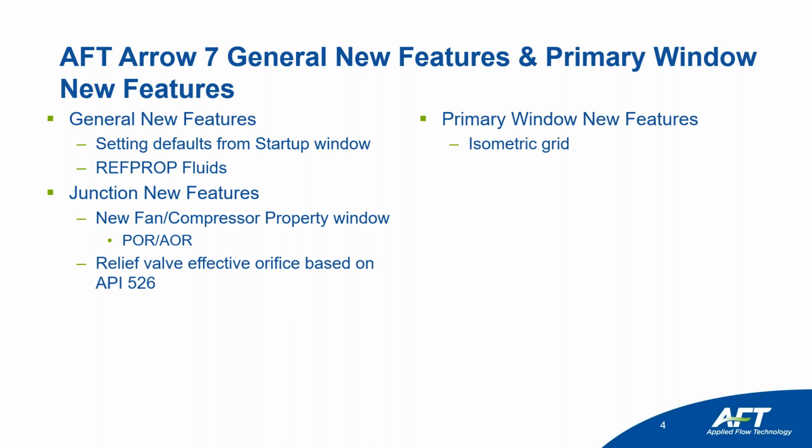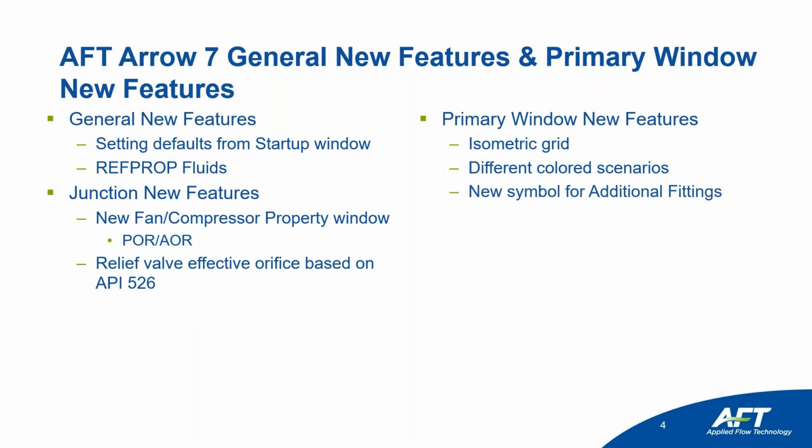Some primary window new features worth mentioning, the Isometric Grid. That way you can have a much easier time of drawing the model of your system to make it look isometric like you're drawing. So that's a really helpful tool. You can do different colored scenarios. So that way if you color code your scenarios, it'll make it a lot easier to determine if you're in a parent scenario or a child scenario or a grandchild scenario.